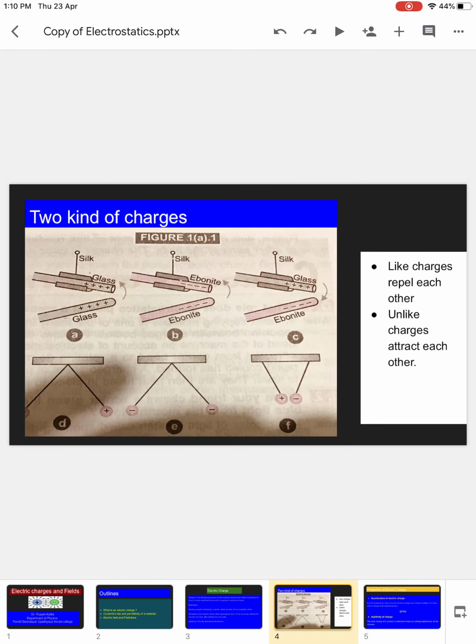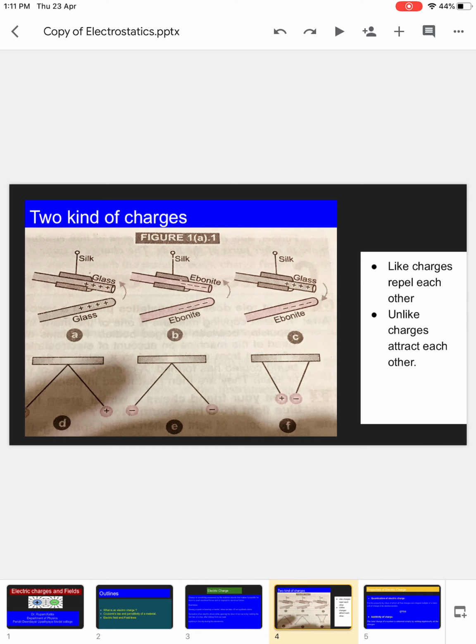Now let's see what different kinds of charges are present. There are two kinds of charges, one is positive and one is negative. To understand this concept, let's take an experiment. Suppose you consider a glass rod and a piece of silk. Now if you rub the glass rod with the silk, and then take another glass rod which is also rubbed with the silk and bring them together, they will repel each other.